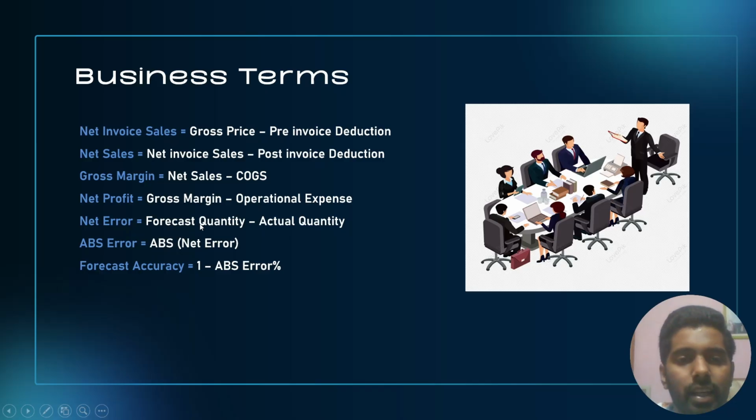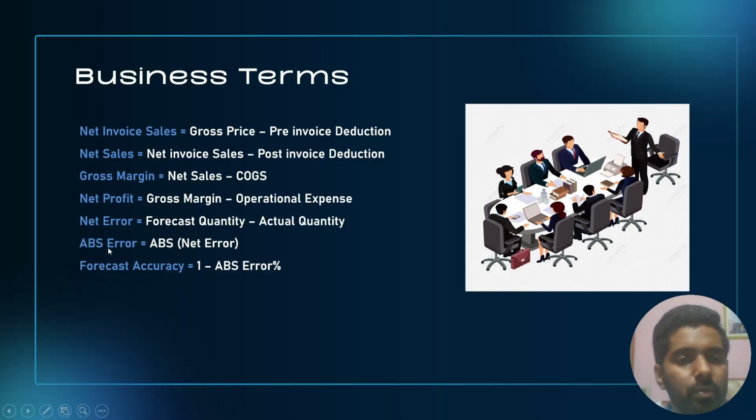Then it comes to net error, which is forecast quantity minus actual quantity. I will explain this like, suppose Atlic has manufactured 1,000 units. The company sells only 900 units and there is a gap of 100 units, which will be called excess inventory. And if the requirement is 1,100 units and Atlic has only manufactured 1,000 units, this case is out of stock. So this will show the actual error, how much gap, how much margin there is.